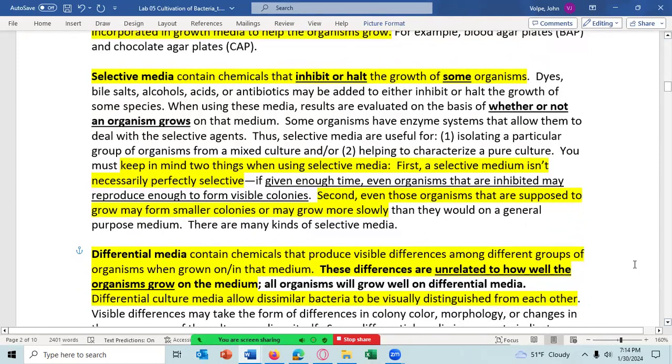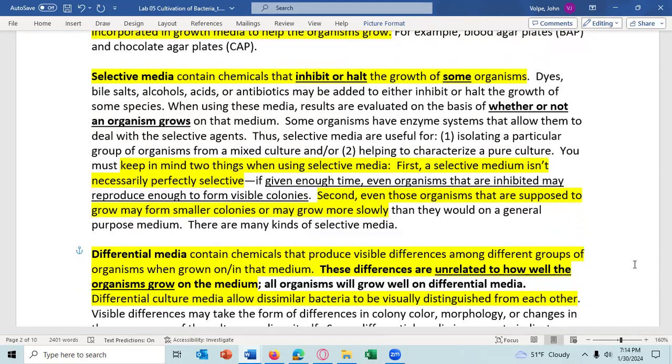Keep in mind two things when using selective media. First, a selective media isn't necessarily perfectly selective, meaning if given enough time, an organism which is selected against can grow on the plate. Second, even those organisms that are supposed to grow on the selective media may form smaller colonies or may grow a little slower on the selective media than they do on general purpose media. Any questions about that?